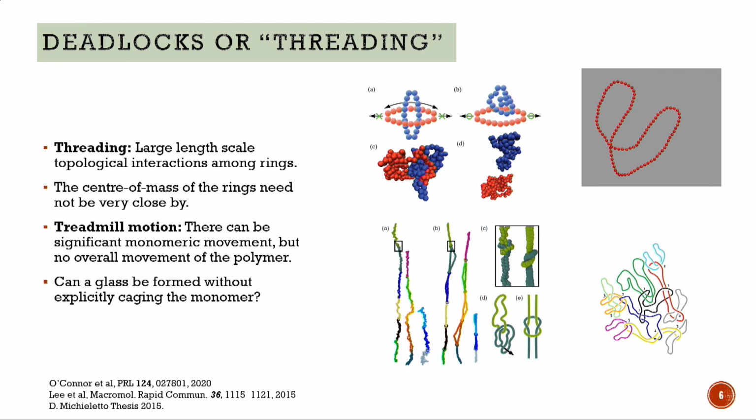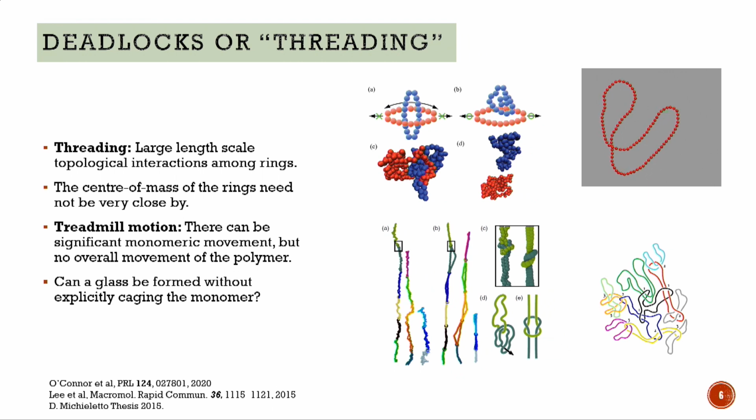Although their centers of mass are not close, in traditional glasses you need the particles to be very close together to be packed well. But in this case, the center of mass need not be very close. For example, in this kind of threading, the rings are actually much farther apart. You can take the center of mass of this ring and this ring, and they are far away, but they form this kind of knot between them, which arrests their motion relative to each other. So it's essentially a large-scale topological arrest that forms especially in ring polymers. We call it a topological arrest in some sense.